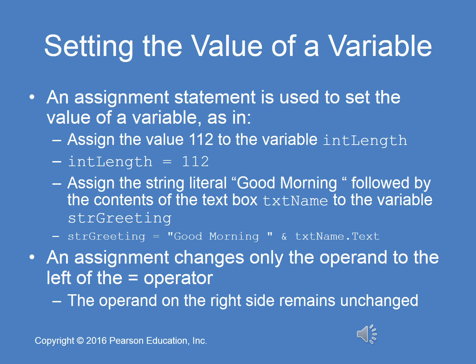If we'd like to assign the literal string "Good morning," followed by the contents of the text box txtName.Text, to the string variable strGreeting, we can do that using concatenation. Remember, it's going to take what's on the right of the assignment statement and resolve that. In that case, it's going to be "Good morning" space and the string held in txtName.Text. Assignment changes only the operand to the left of the operator. The operand on the right does not get changed.